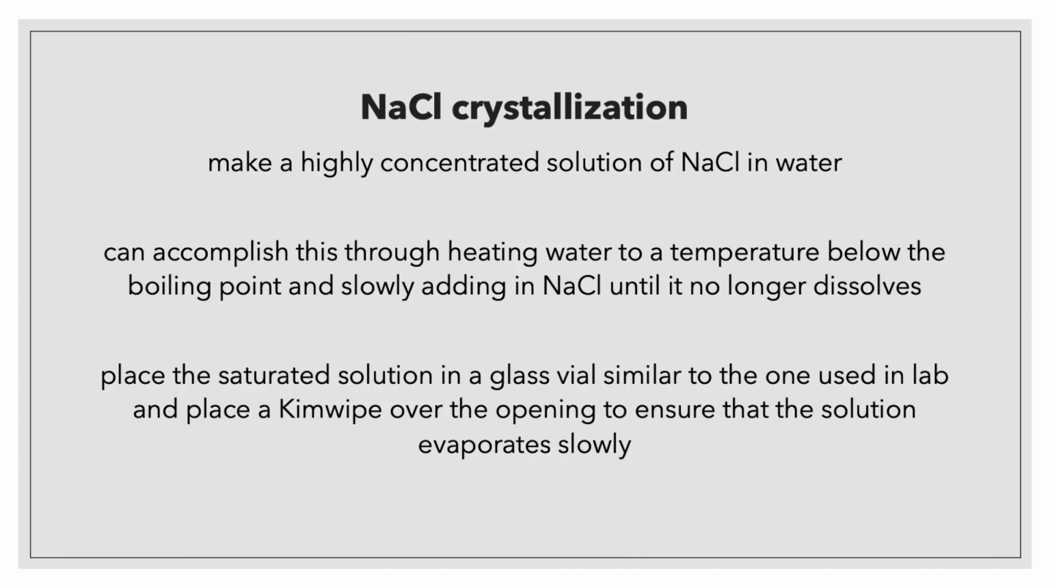In order to produce NaCl crystals, you first need to make a highly concentrated solution of NaCl in water. Heat the water to a temperature close but not exceeding boiling point. This increases the solubility of NaCl in water and will eventually produce a larger quantity of crystals. Slowly add the NaCl while stirring until it no longer dissolves.